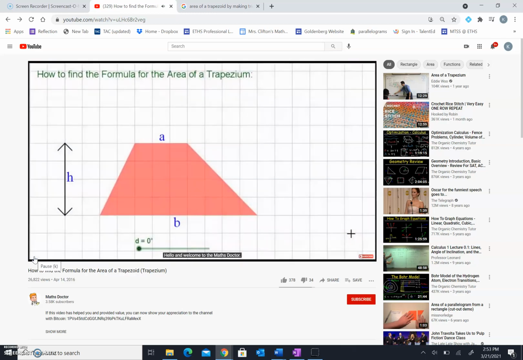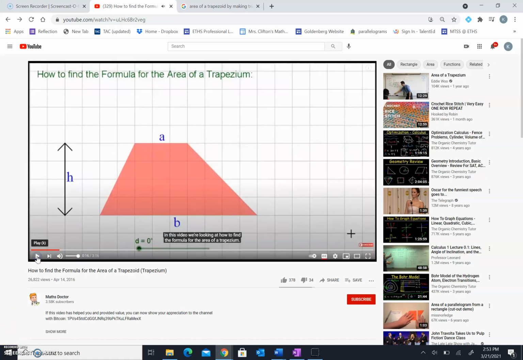Hello and welcome to the Maths Doctor. In this video we're looking at how to find the formula for the area of a trapezium. They're calling this a trapezium. It's just a more generic term for a trapezoid. Notice instead of base 1 and base 2, they're calling those A and B.